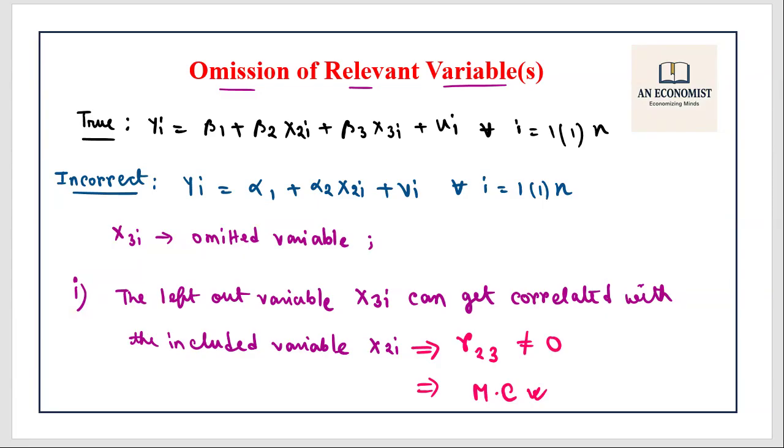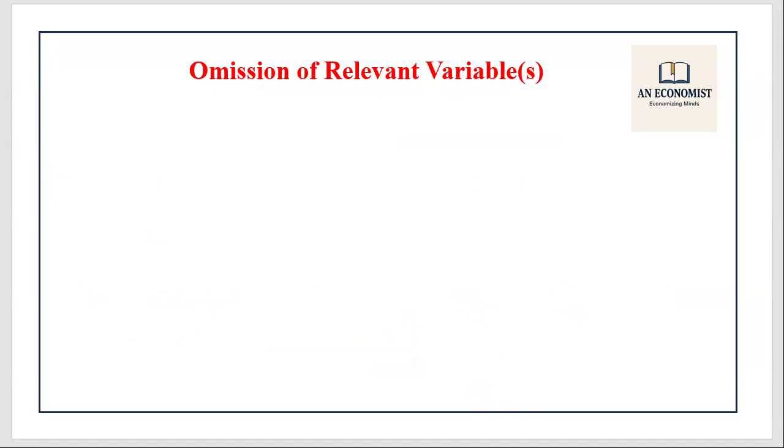Now see, if you completely exclude the variable x3 in your original model and include only x2, what will happen? It is very likely that the left out variable x3 will get correlated with the included variable x2. And in multicollinearity, what happens is that several explanatory variables become correlated with each other. Then the problem of multicollinearity may arise. This is the first consequence of omission of relevant variable. I hope this point is absolutely clear.